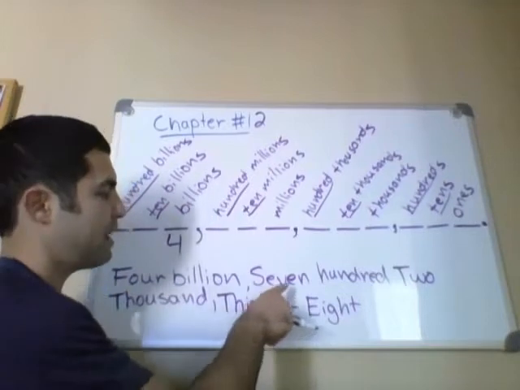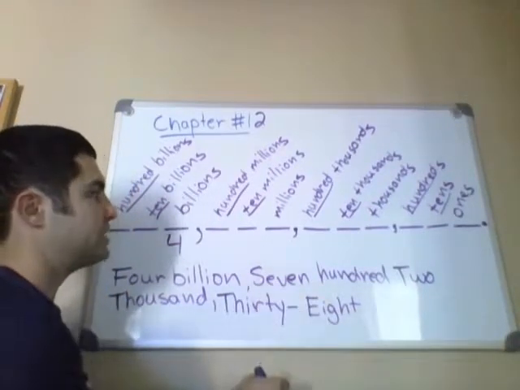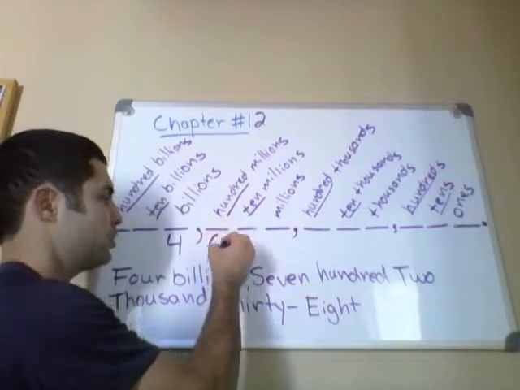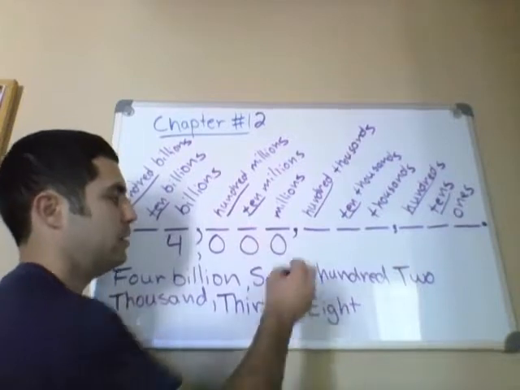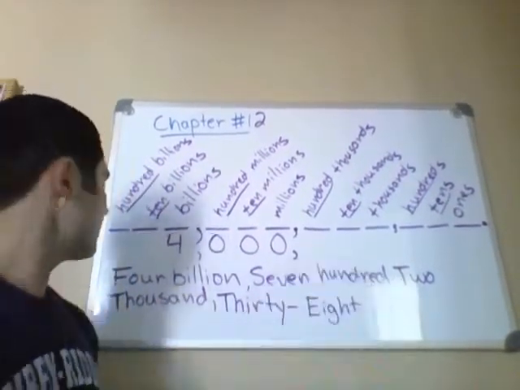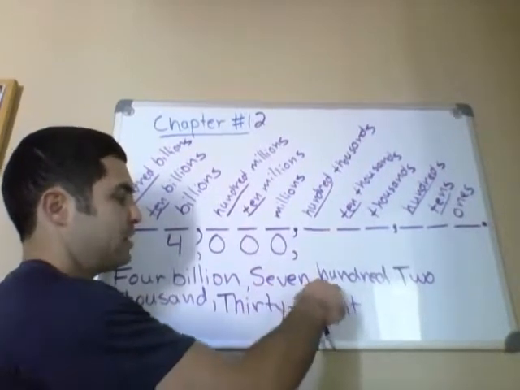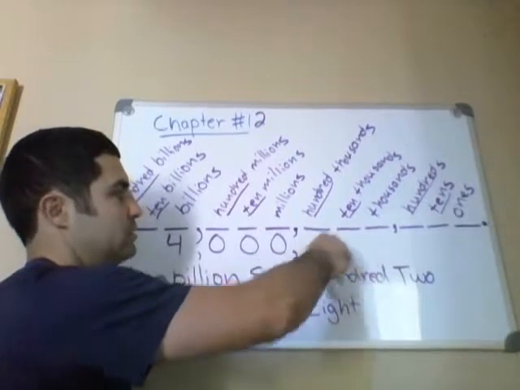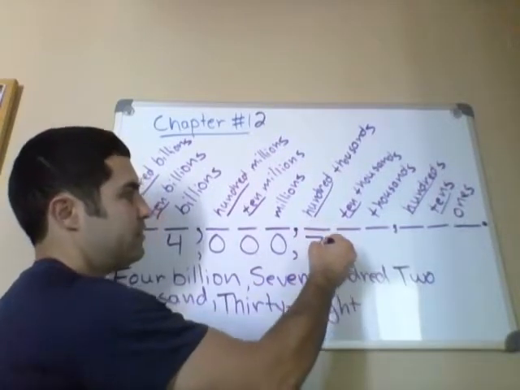The next number we have is 702,000. Notice this word does not say anything about the millions, so we're just going to put placeholders right there. Okay. The next one is 702,000. So notice the 7, where does it go? Does it go under the tens or the hundreds? Since it says 100 right here, we're going to put the 7 under the 100.